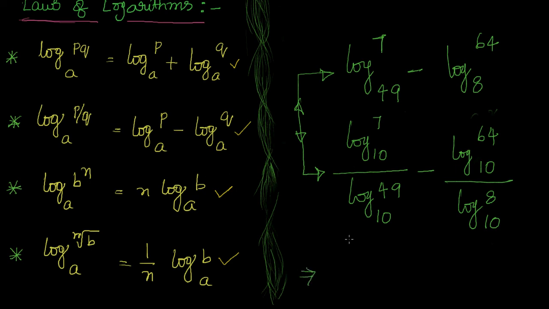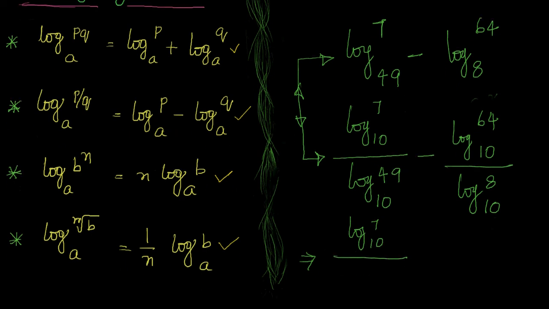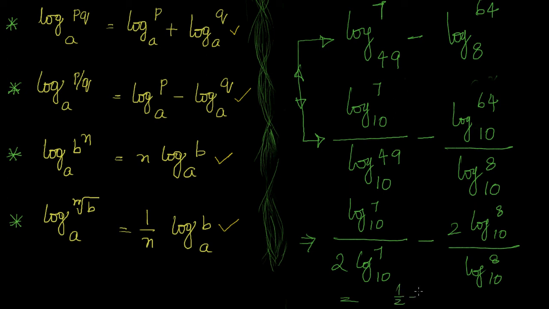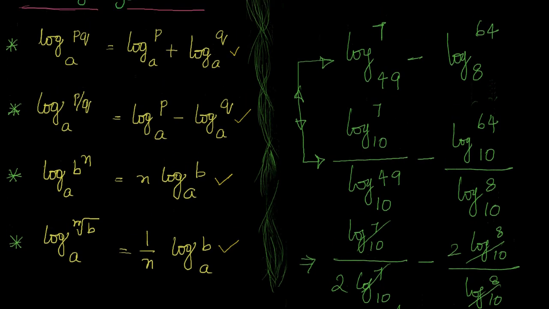Okay, right. Now what is this? Log of 7 to the base 10 divided by... now tell me what is 49? 7 square. So I can write it directly as 2 log 7 of 10 minus, this is nothing but 8 square, that's nothing but 2 log 8 of 10, divided by log 8 of 10. That's nothing but 1 by 2 minus 2, because this cancels. That's minus 3 by 2. That's nothing but equal to the earlier problem, whatever solution we got earlier.